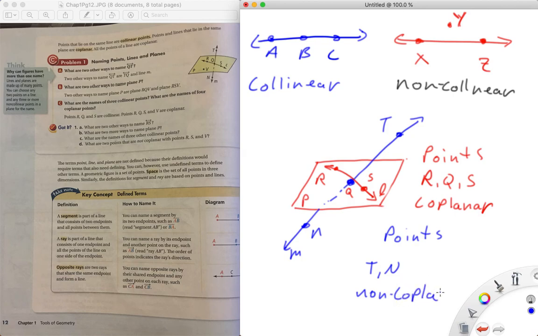And the reason why they are non-coplanar is because they don't reside in the plane. So there's plane P, and T is way up here. T is going through the plane, but in a different direction than the plane. So T is outside of the plane, and N is outside of the plane. Therefore, T and N are non-coplanar. So we have collinear and non-collinear. We have coplanar and non-coplanar.